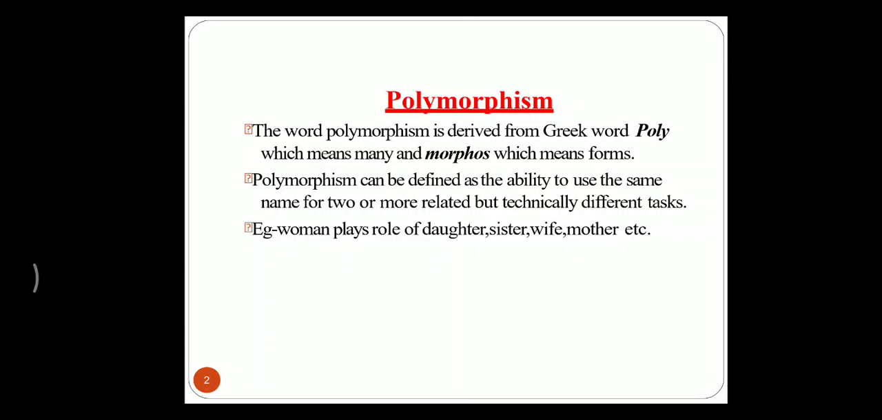Polymorphism can be defined as the ability to use the same name for two or more functions, but technically for different tasks. For example, a woman playing the role as daughter, sister, wife, mother, etc.